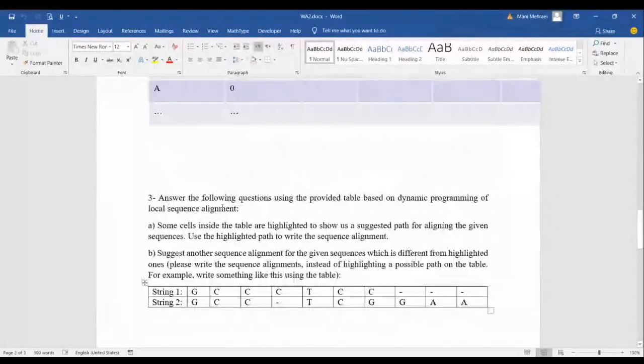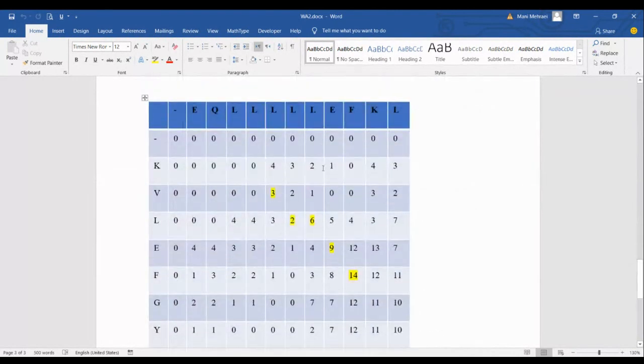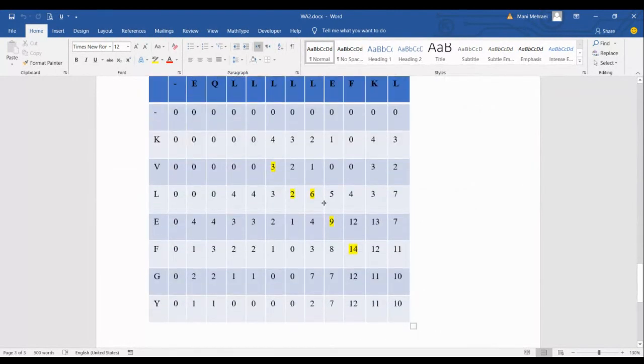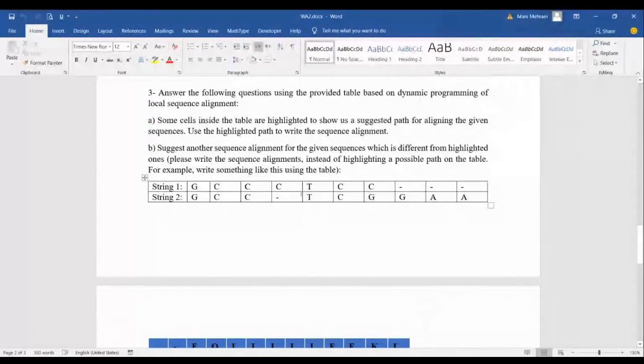So for item B, suggest another sequence alignment for the given sequences, which is different from the one that we showed you on the table. And please write the sequence alignment instead of providing me again a new table with a new highlighted version. If you do it, it's fine, but we don't need it. What I need is the sequence, like for example, this one.